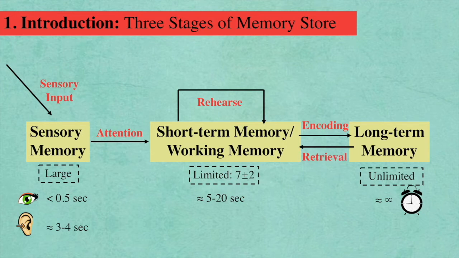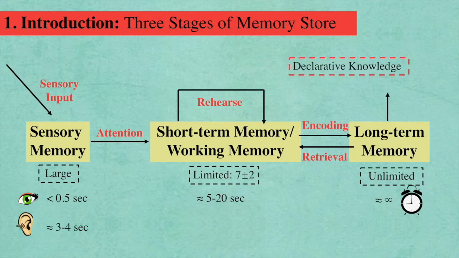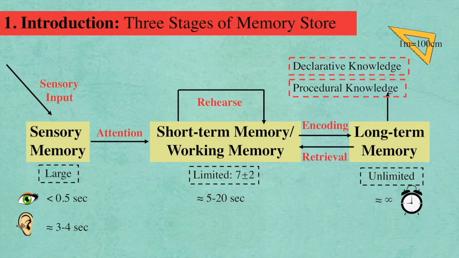There are two types of long-term memory. One is declarative knowledge, which is the smallest unit of knowledge that can stand as a separate assertion and deals with factual knowledge. For example, 1 meter equals 100 centimeters. The other one is procedural knowledge, which is a way of representing condition-action rules and deals with knowing how to perform an activity. For example, riding a bicycle.